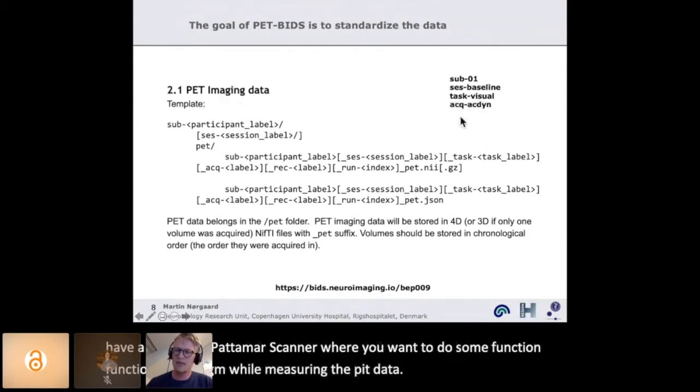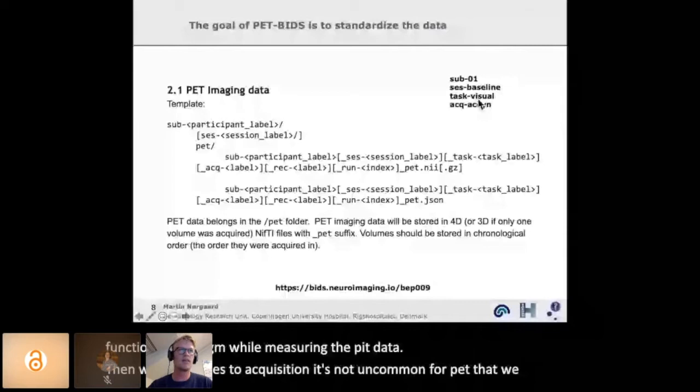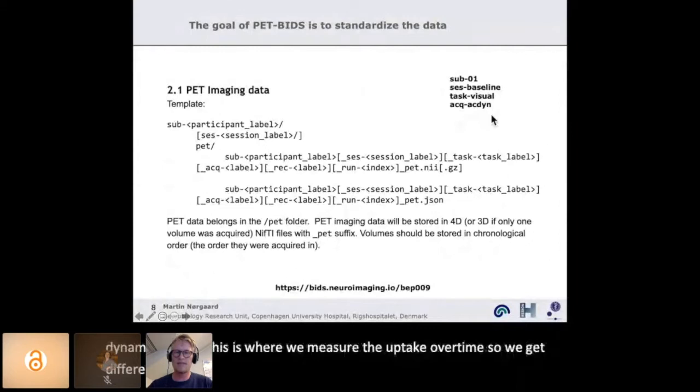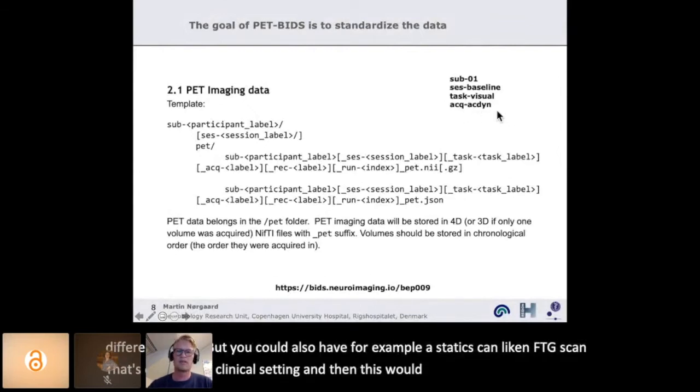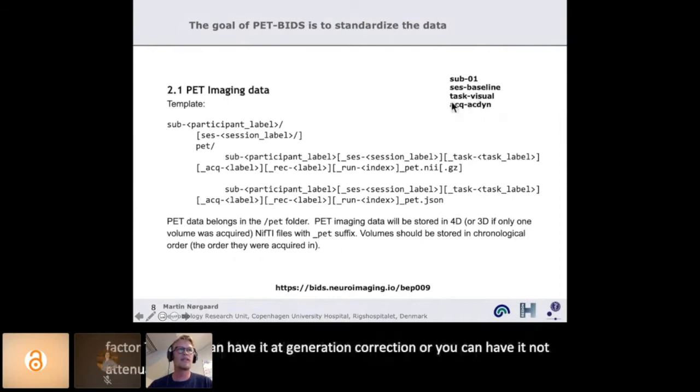Then when it comes to acquisition, it's not uncommon for PET that we have a dynamic scan. So this is where we measure the uptake over time, so we get different frames. But you could also have, for example, a static scan, like an FDG scan that's common in a clinical setting. And then this would be like a fixed or constant factor. Then you can have it attenuation corrected, or you can have it not attenuation corrected. So this is simply to reflect that you can have different acquisitions during the experiment.